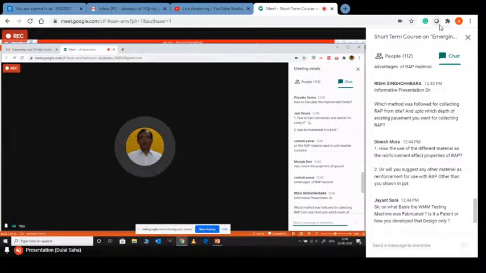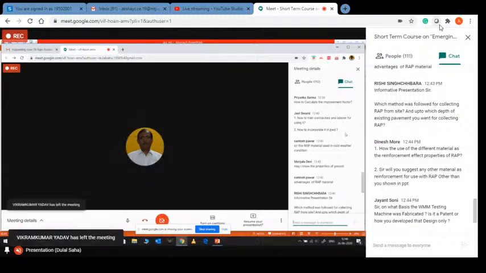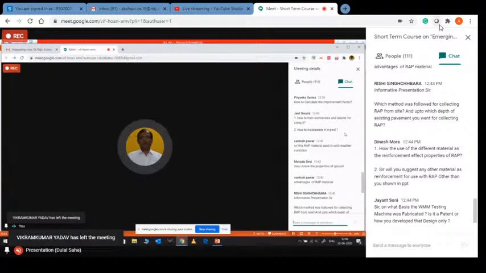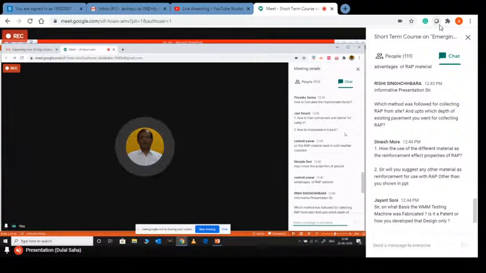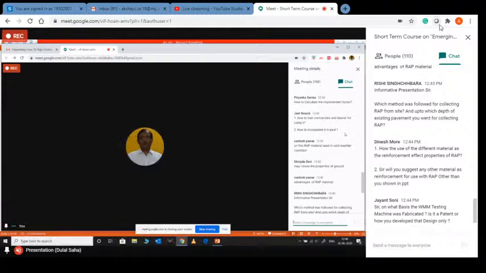Then the next question is, how it can be incorporated in PWD. I'd like to say that in the recent code of IRC 37, this first method, that is stabilized RAP and stabilized base and stabilized sub-base, CTB and CTSB, is now allowed in IRC 37 also, and in many projects it is being used, and it can be utilized. Absolutely, there is no problem.